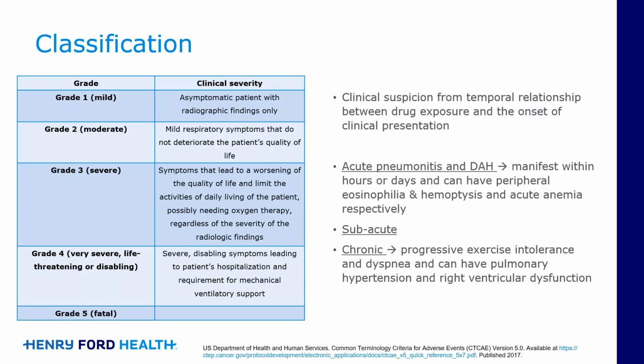In terms of how we classify the severity, this is based on the CTCAE classification by the NIH. The CTCAE stands for Common Terminology Criteria for Adverse Events, and you have the 5 grades. Grade 1 are asymptomatic patients who only have radiographic abnormalities. Grade 2 are mild respiratory symptoms, and these do not deteriorate the patient's quality of life.